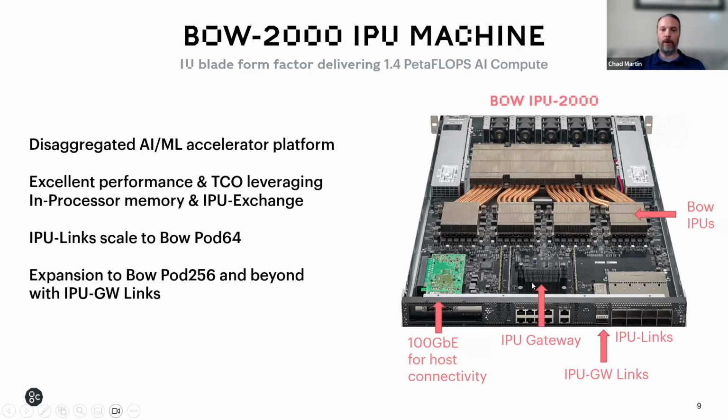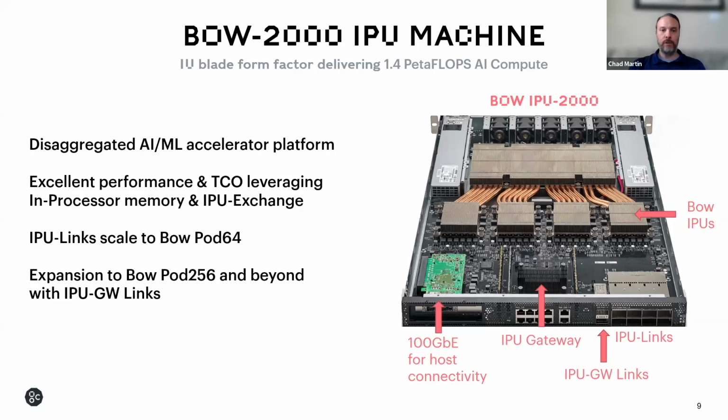There's a gateway chip. The PCI Express that was mentioned coming off the chip actually goes to this gateway. The host connectivity is actually through 100 gigabit Ethernet rather than PCI Express, like a lot of systems, which gives a different kind of flexibility for building the design.